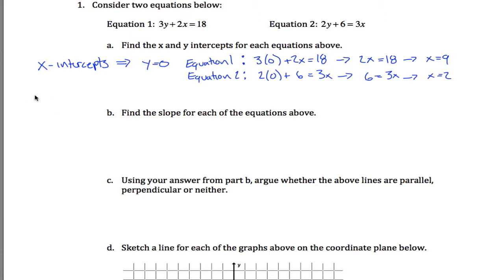And then we can find the y-intercepts in more or less the same way. The y-intercepts happen when x equals 0. So we get equation 1 would then become 3y plus 2 times 0 is equal to 18. And equation 2 would become 2y plus 6 equals 3 times 0.